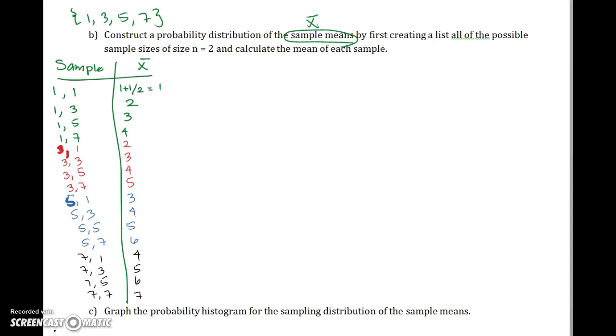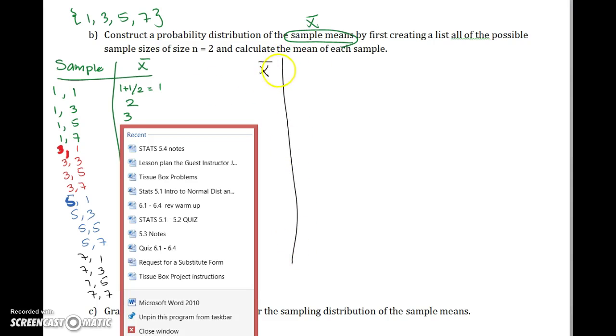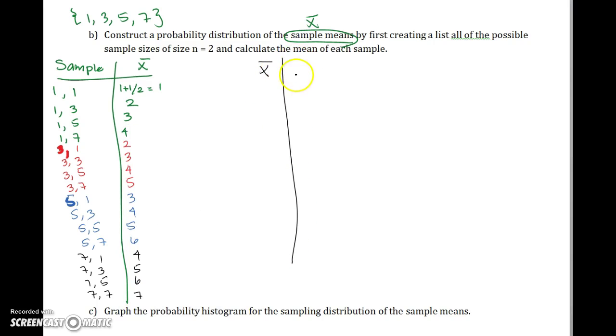The next thing I want to do is, because this is kind of a long mess, I would like to organize this. So this is where I'm going to do the probability distribution part of it. And what that's going to be, because I don't think we all remember, we're going to have 3 columns. One is for the sample means. The second part is going to be the frequency of it, like how many times that particular number occurs. And then we're going to use that information to find the probability of each mean.